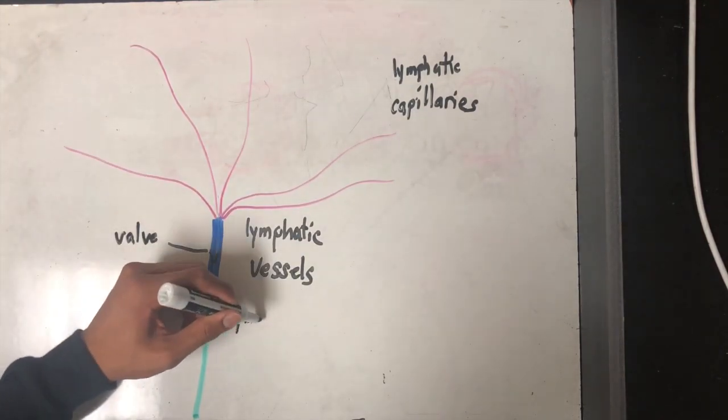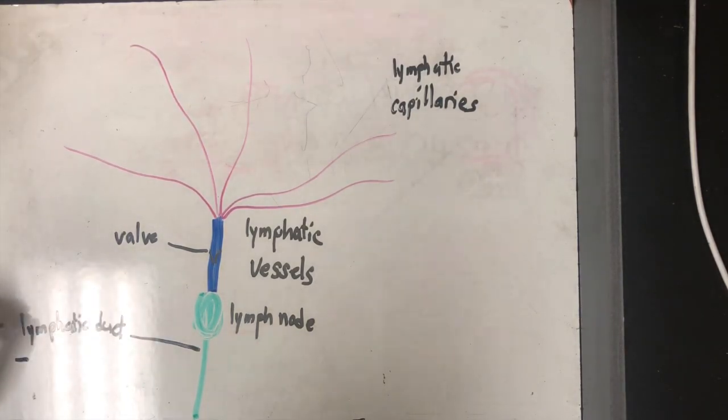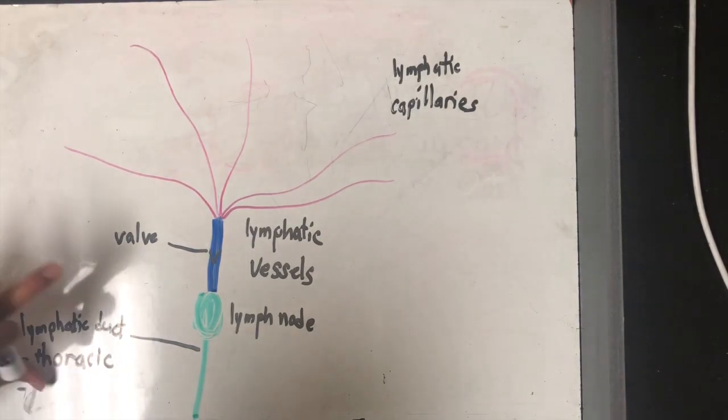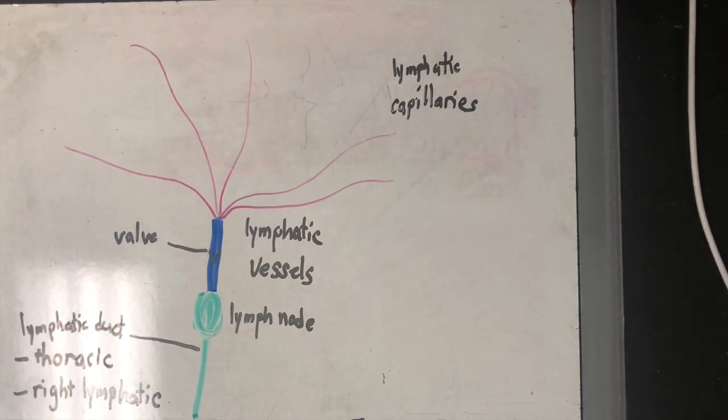The larger vessels lead to lymphatic nodes, which empty into lymphatic trunks. These lymphatic trunks lead to one of the 2 lymphatic ducts, the thoracic duct and the right lymphatic duct. After leaving the collecting duct, the fluid re-enters the venous system.